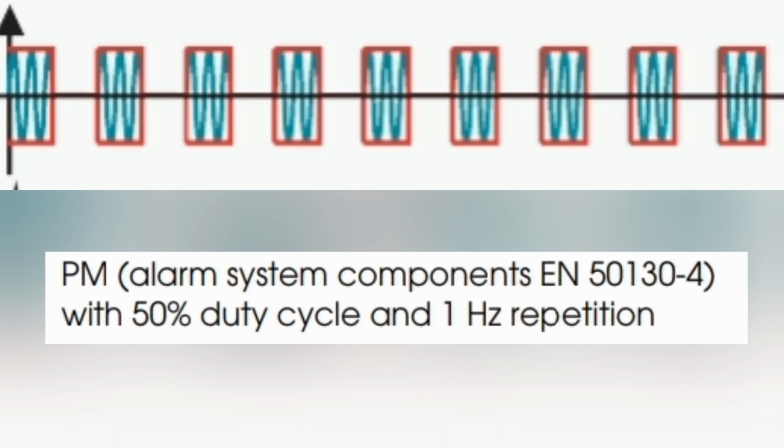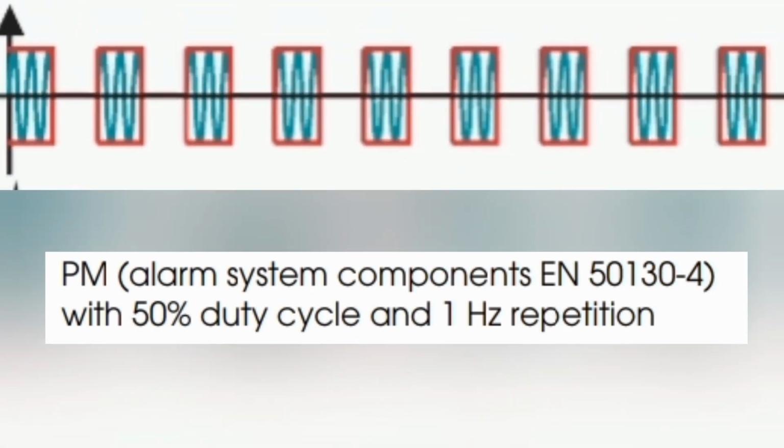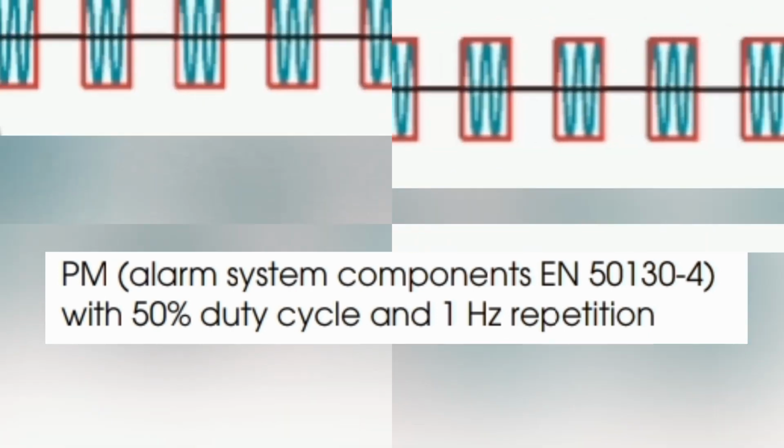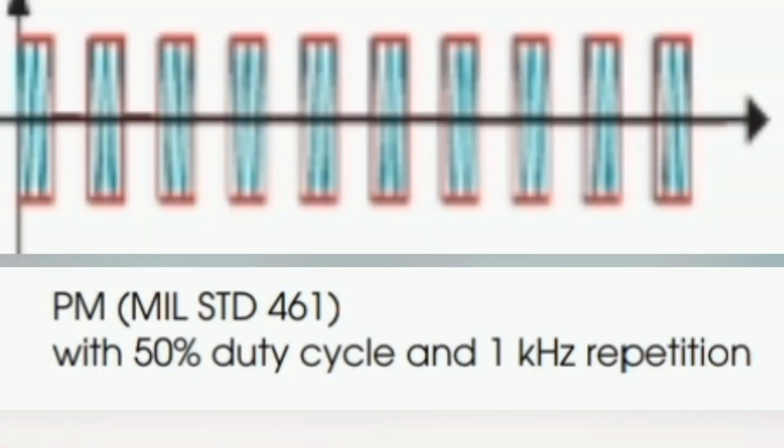This type of modulation is used for alarm system components, EN 50130-4: pulse modulation with 50% duty cycle and 1 Hz repetition frequency. EN 50130-4 defines the safety requirements for low voltage systems and devices used in residential, commercial and light industrial environments.